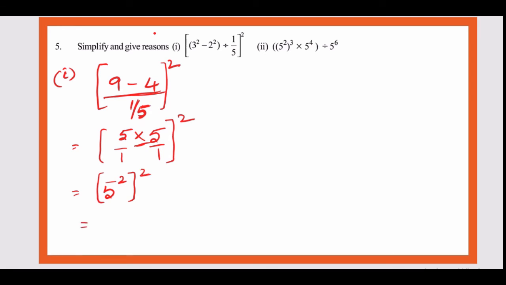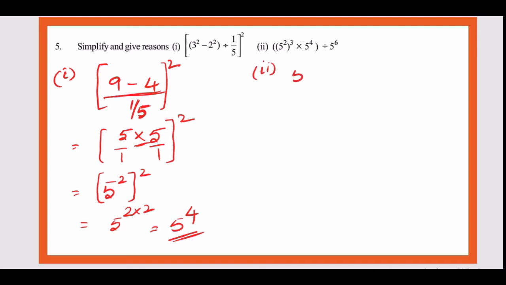Now what is the value that it is giving? So a power m whole power n can be written as a power m into n. So 5 power 4. So the answer is 5 power 4. This is the simplified answer for the first bit. Next, moving on to question number 2.